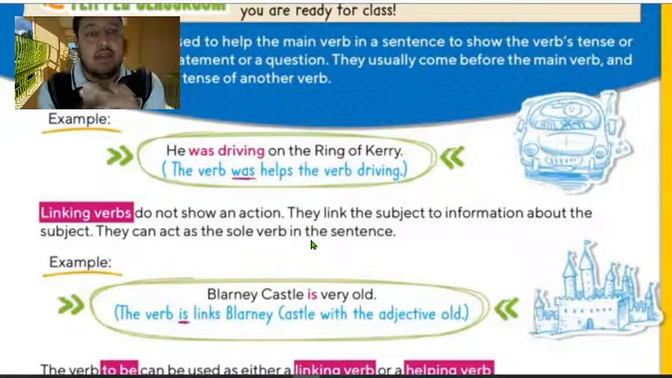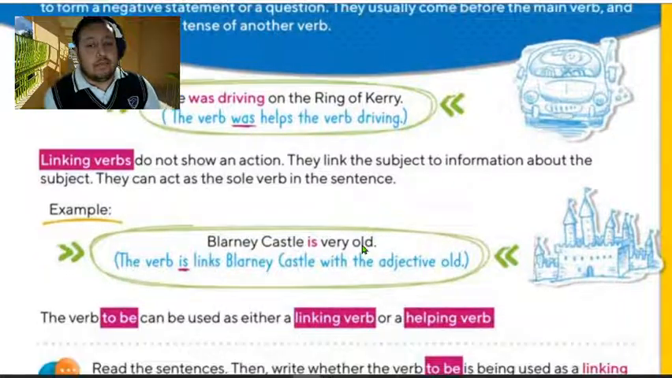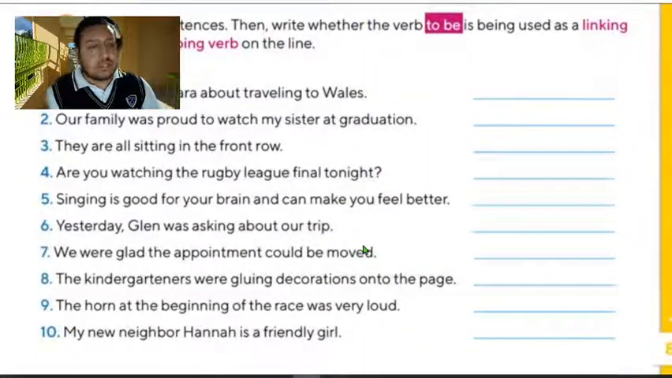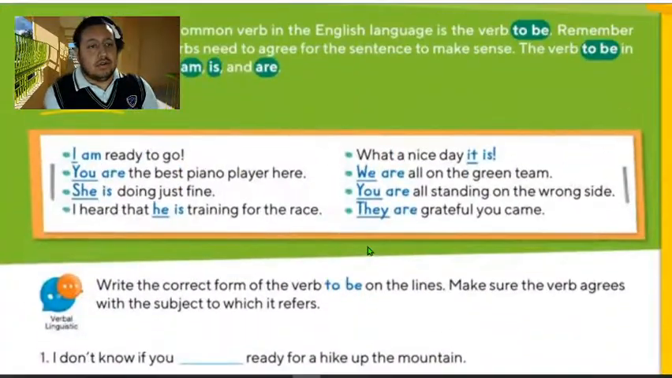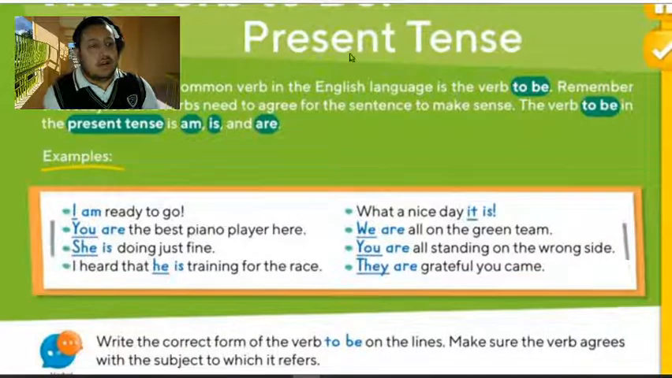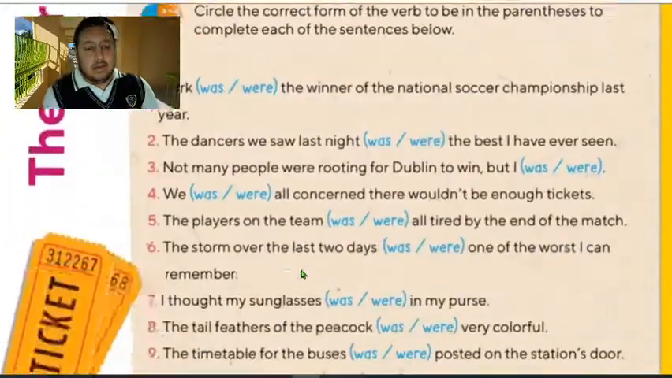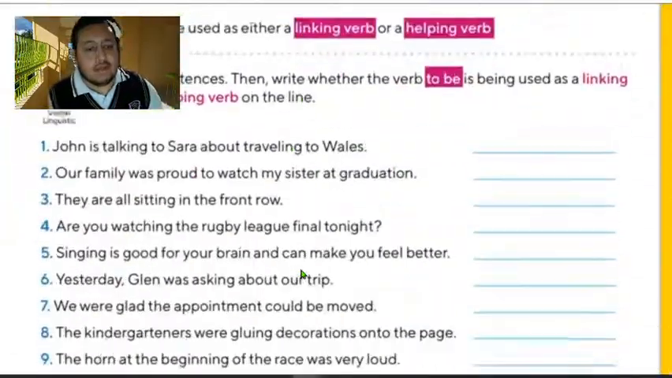Am, is, are en presente. Ya lo vieron en la página 87. Yes, here. You watch it here. Am, is, are, present tense of the verb to be. I am, you are, she is, he is, it is, we are, they are, you are. Okay, so remember. And if you have questions, you can tell me.